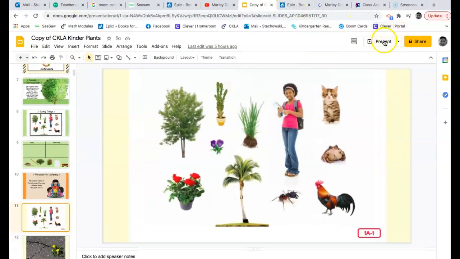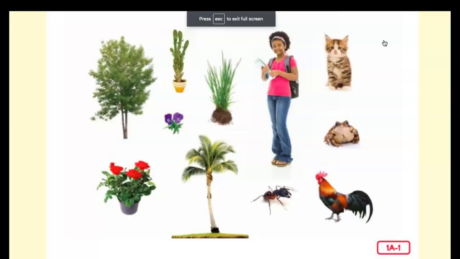Hello, everybody. Today we're going to be talking about plants. So we're starting our new lesson in plants for listening and learning. So this is our introduction to plants.